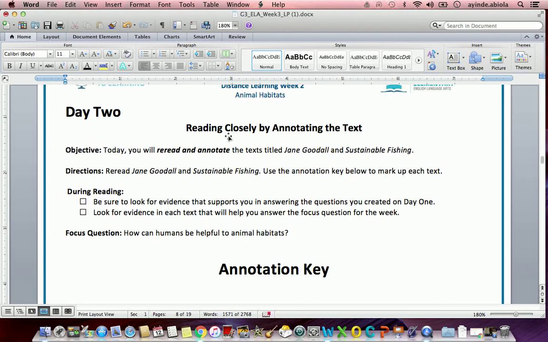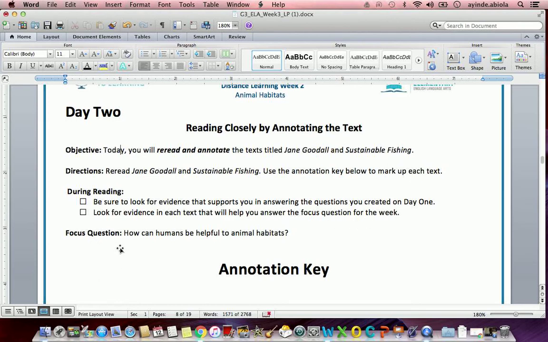Day 2, reading closely by annotating the text. Objective. Today, you will reread and annotate the text titled Jane Goodall and Sustainable Fishing. Directions. Reread Jane Goodall and Sustainable Fishing. Use the annotation key below to mark up each text. During reading, be sure to look for evidence that supports you in answering the questions you created on day 1. Look for evidence in each text that will help you answer the focus question for the week.